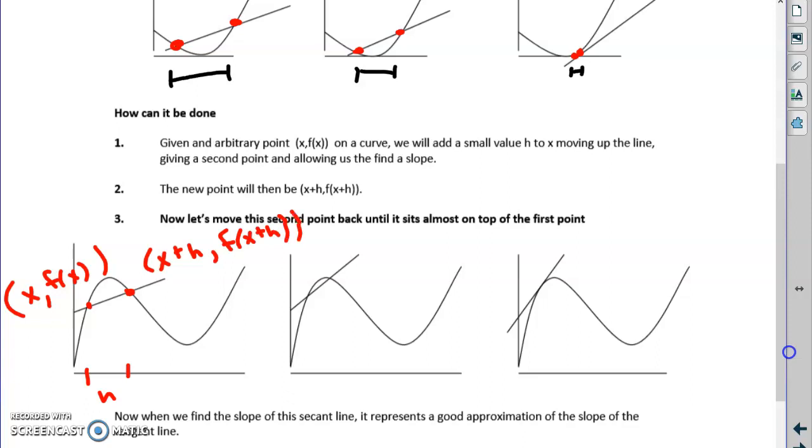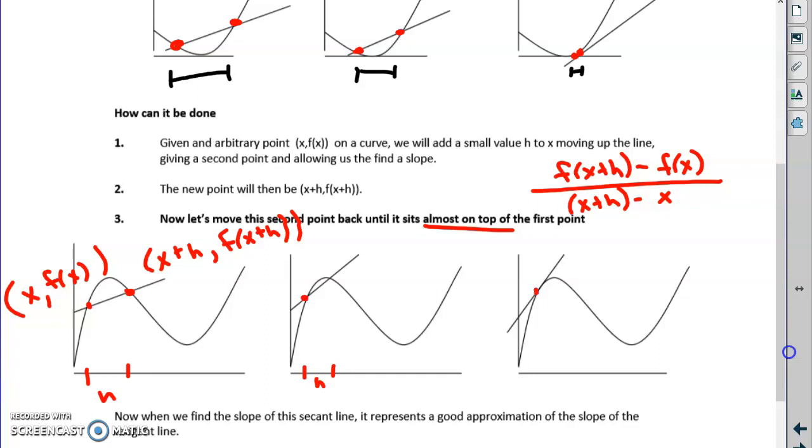Okay. So now, if we want to find the average rate of change, the slope of that secant line, we would say change in y. Let's do that. F of x plus h minus f of x over change in x. X plus h minus x. Okay? Well, what are we going to do? We're going to move that new point until it's almost sitting right on top of the first. In other words, the h is getting smaller.